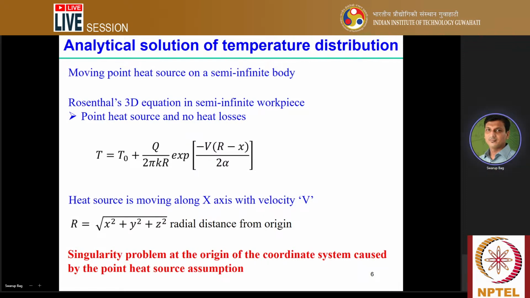But one difficulty is there: the singularity problem at the origin of the coordinate system. That is caused by the point heat source assumption. So that means you will not be able to calculate the values exactly at the point where the heat source is applied, the point heat source. That singularity problem is always associated with this solution. But apart from that, we can calculate the temperature distribution using this particular equation.